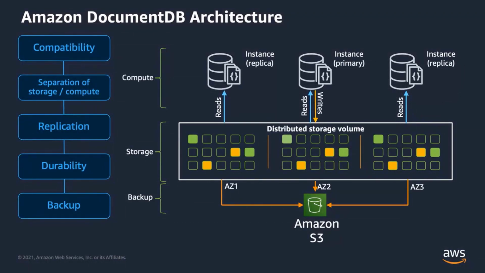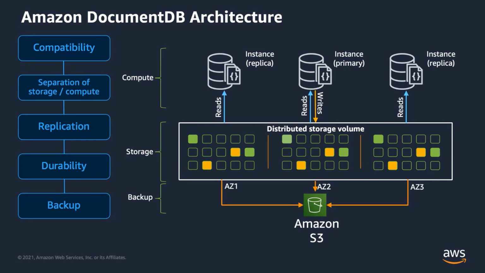So this slide shows DocumentDB's architecture for a regional cluster. DocumentDB is architected to separate storage and compute so that they can be scaled independently. The compute instances can be scaled horizontally or vertically, and they are distributed across 3 availability zones for high availability. And to maintain high durability, DocumentDB replicates data 6 ways across 3 availability zones in the distributed storage volume that you see on the screen.